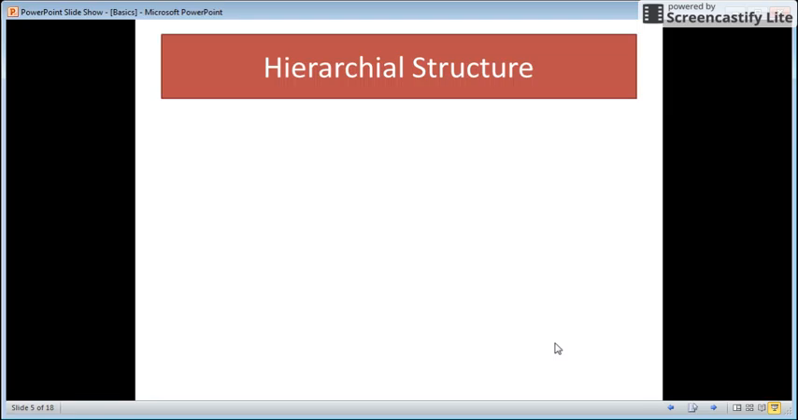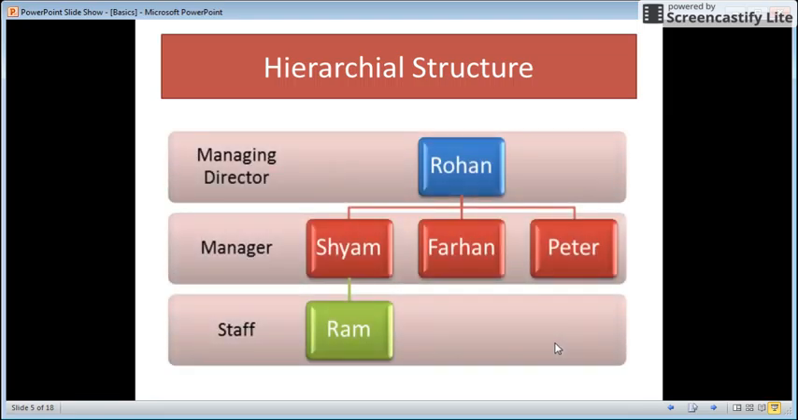Finally, the hierarchical structure of Fingerfoods Limited looks like this. Mr. Sham, Farhan, and Peter, heads of each of the departments of Fingerfoods Limited, would report to Mr. Rohan, who will be responsible for overall operations of the company. There will be one other staff member reporting to Mr. Sham, but he will not be the manager. After understanding the hierarchical structure of Fingerfoods Limited, let us now move on to discuss the subject.